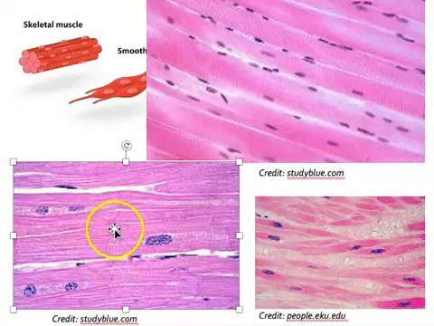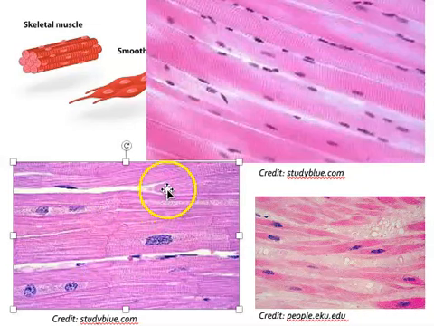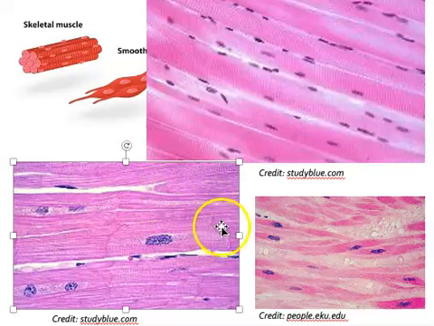There's one right here. It's a dark purple line. There's another one right here. There's one right here and right here. Those are the intercalated discs. They connect these cardiac muscle fibers one to the next to allow for coordinated contraction.